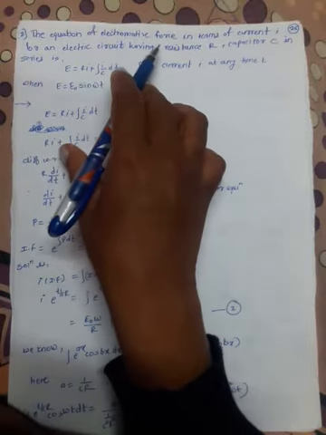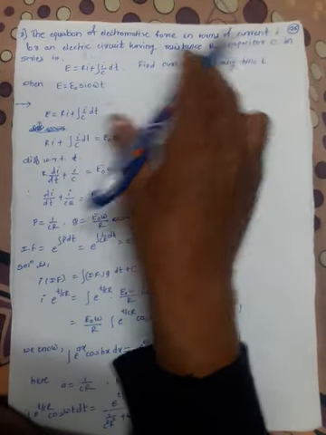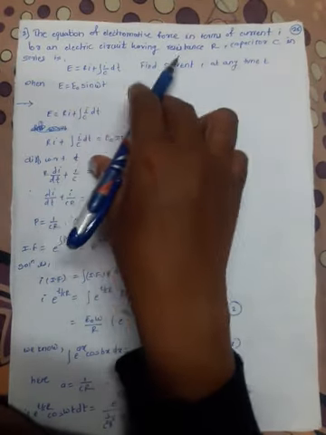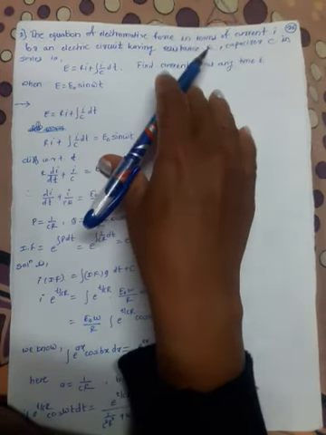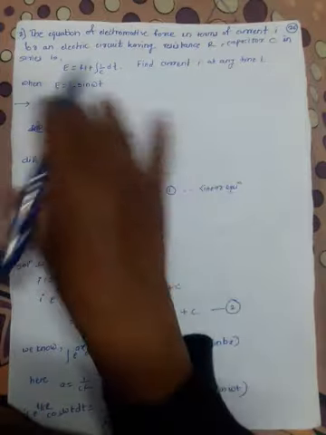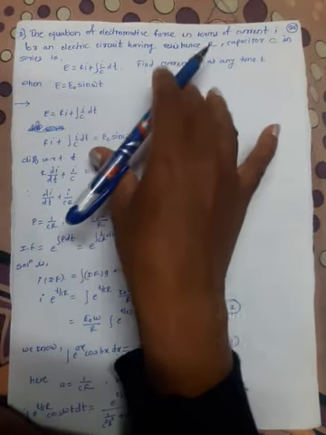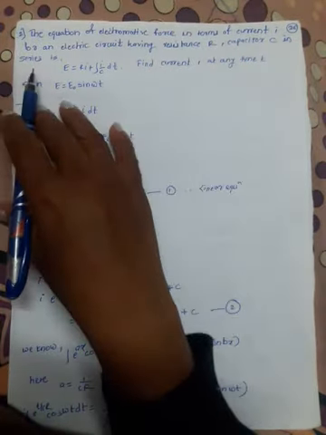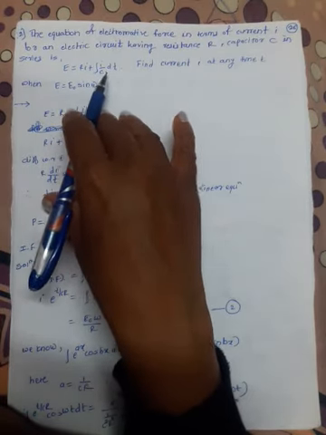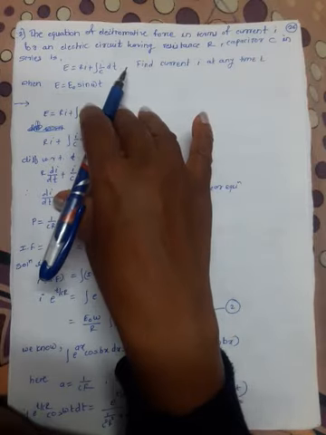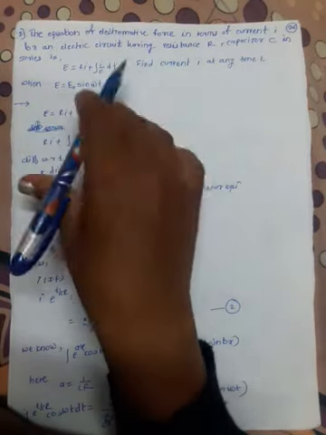The equation of an electromotive force in terms of a current I for an electrical circuit having resistance R. Now an electrical circuit containing R, capacitor C, and electromotive force, namely an RC circuit, has the equation E is equal to Ri plus the integral of I upon C dt. Find I. This is the given condition.